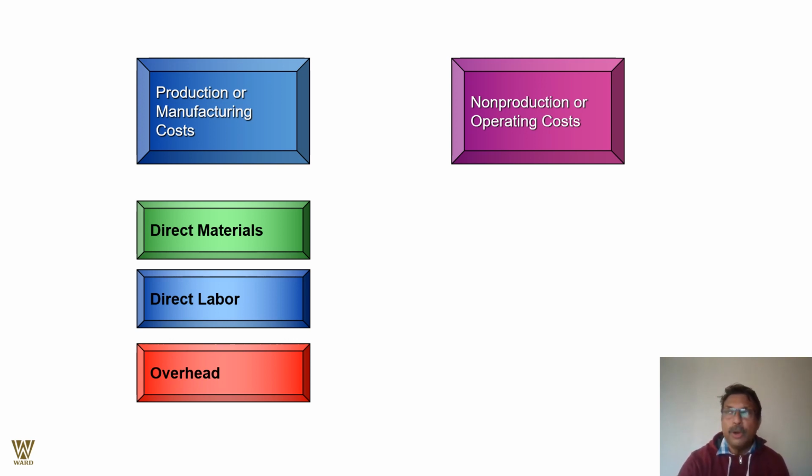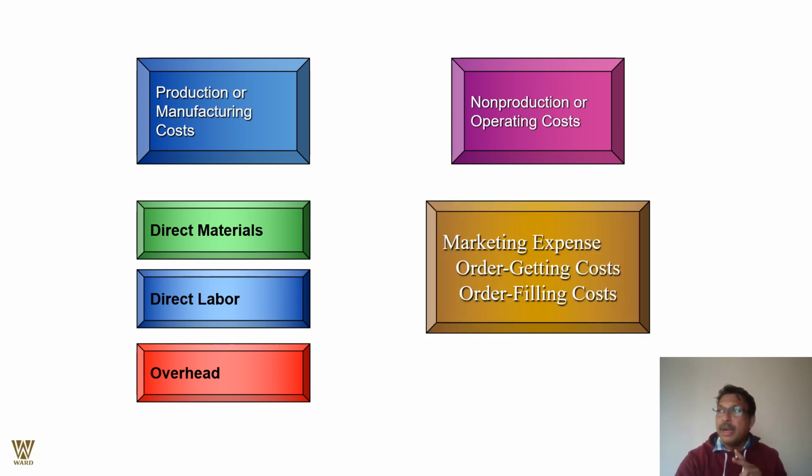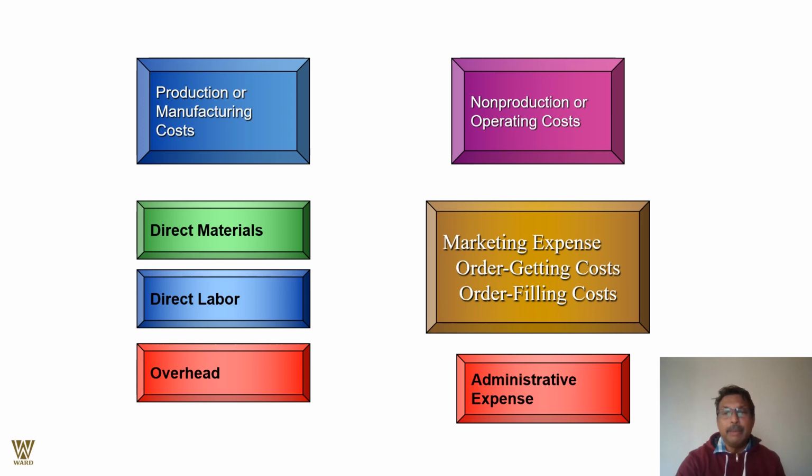Let me give you the non-production or operating cost. One is your administration cost. The second one is your marketing cost. Marketing expenses is all about order getting, order filling, and so on. Next would be your admin cost, and that is what we are trying to go about.